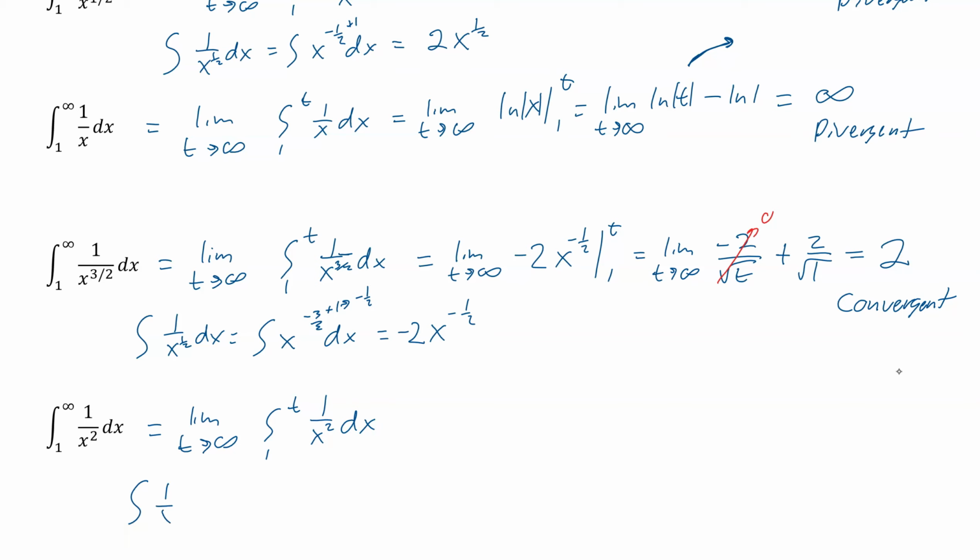Integral of 1 over x squared dx would be the integral of x to the negative 2 dx. And again, we add 1. So that would be x to the negative 1, and then we flip it, so negative 1.